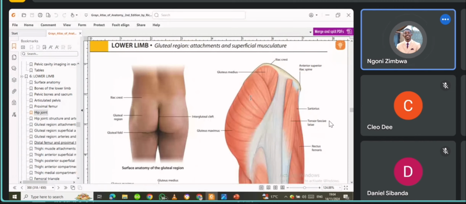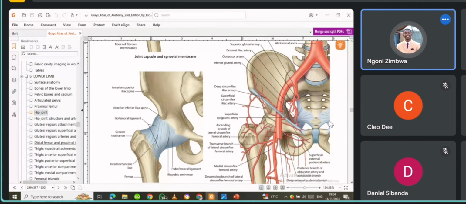So I'm done with the extensors. Let me go to the NB. Take note of this. The extensor group is more powerful than the flexor group.